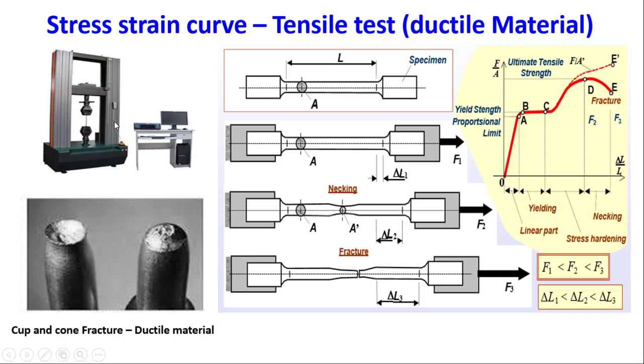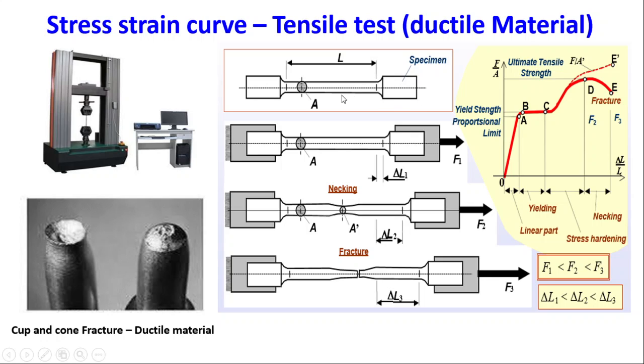And this is the UTM machine. It's a computerized UTM machine. It consists of two jaws, one is the upper jaw and another one is the lower jaw. One jaw is movable. Here we have dial indicators to measure the extension of the rod. Load is applied using hydraulic power, and this is the standard ductile specimen.